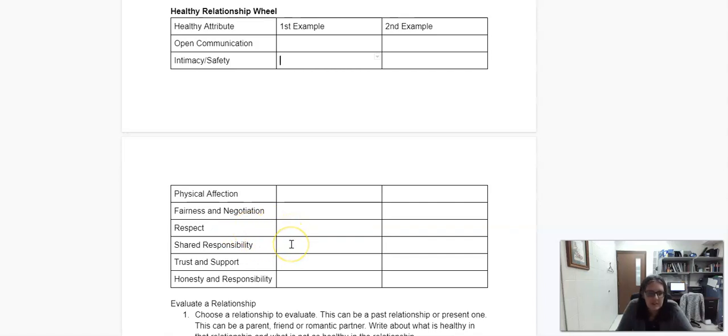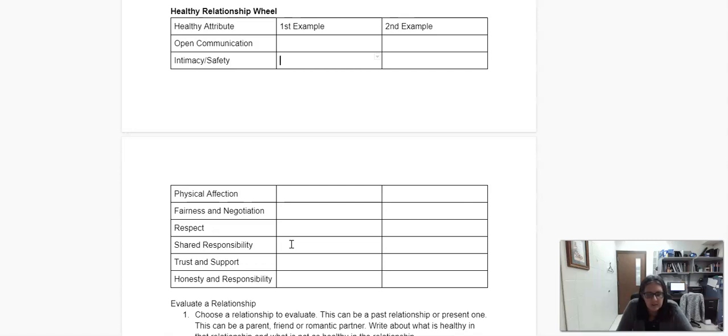Shared responsibility, so who's doing what? Like around the house, is it bills, chores, taking care of children, cooking, cleaning, all of those things. So who is doing what and how shared is that? So coming up with some examples of how that could be done fairly. And trust and support. So trust, like, kind of goes with honesty to me.